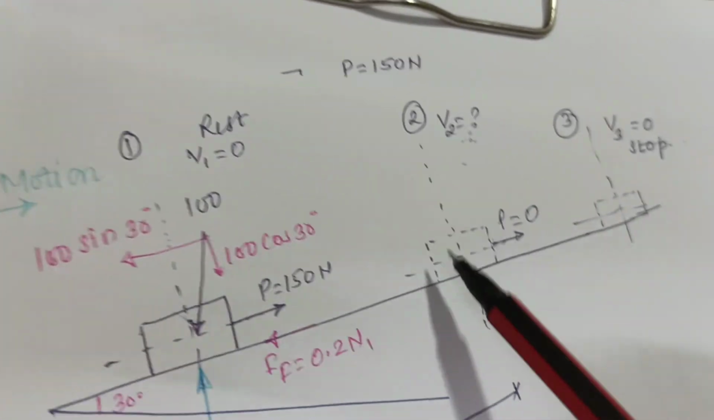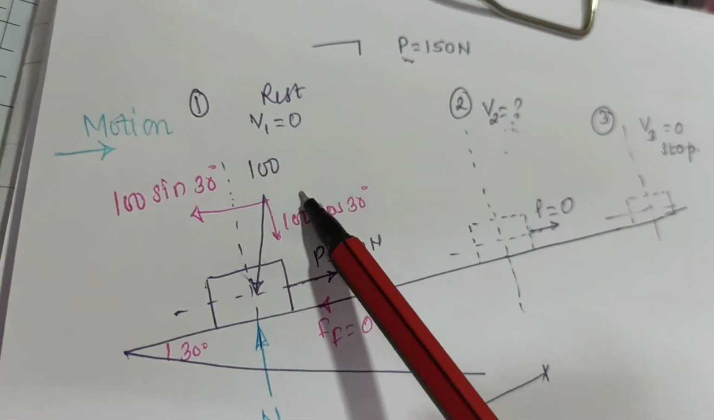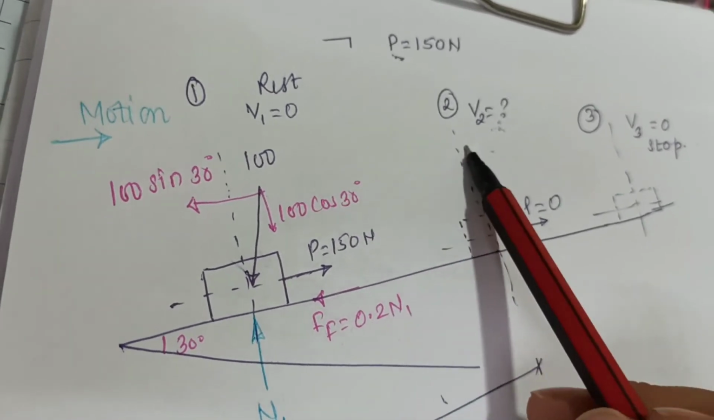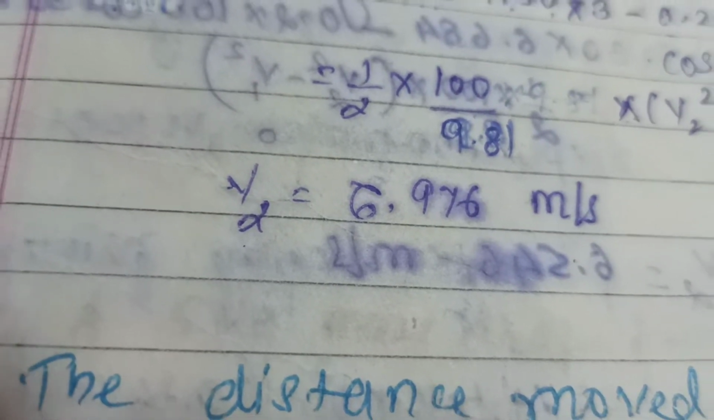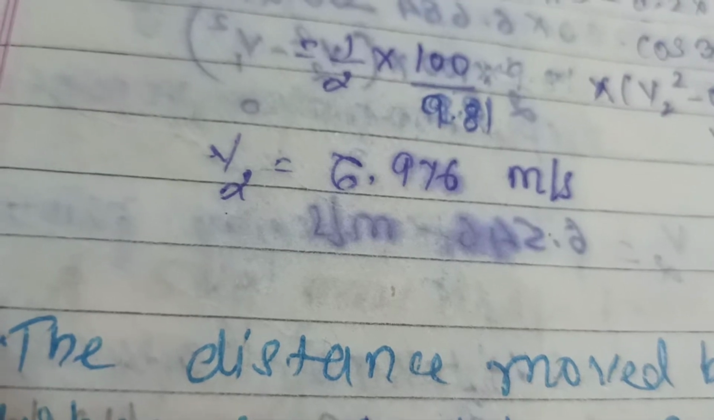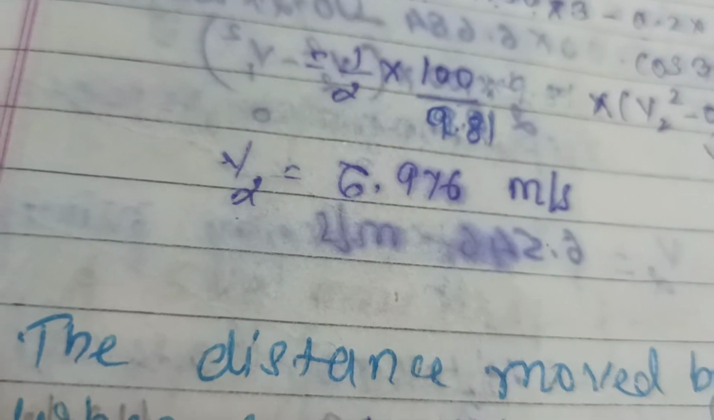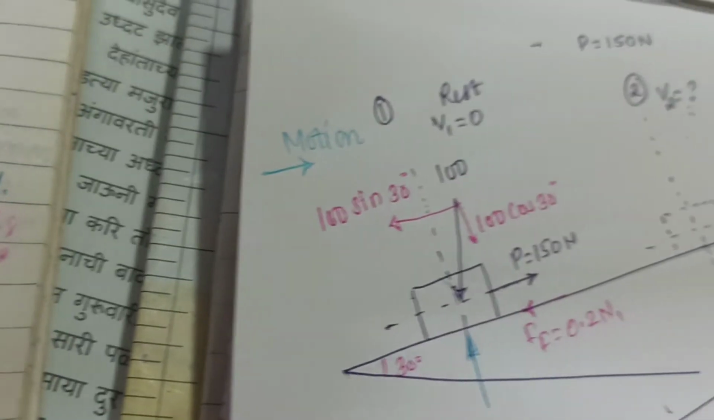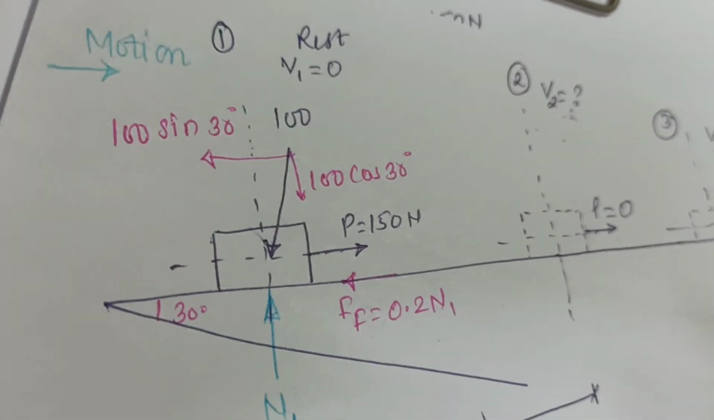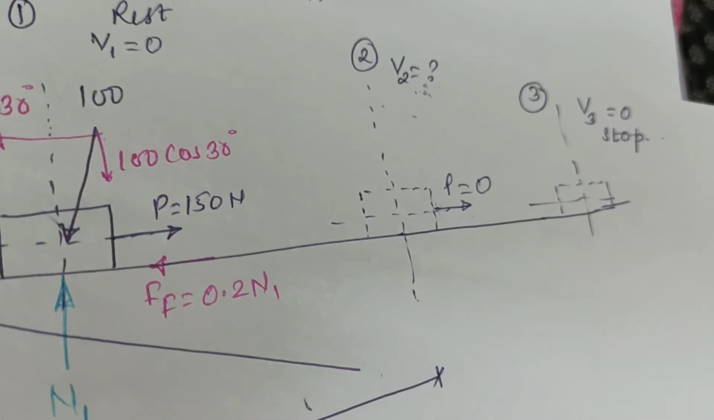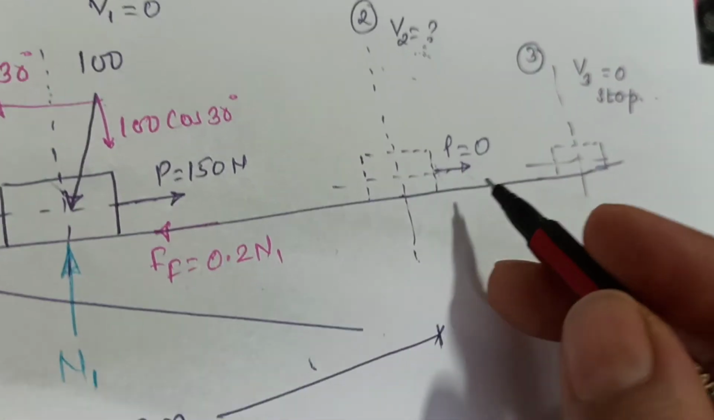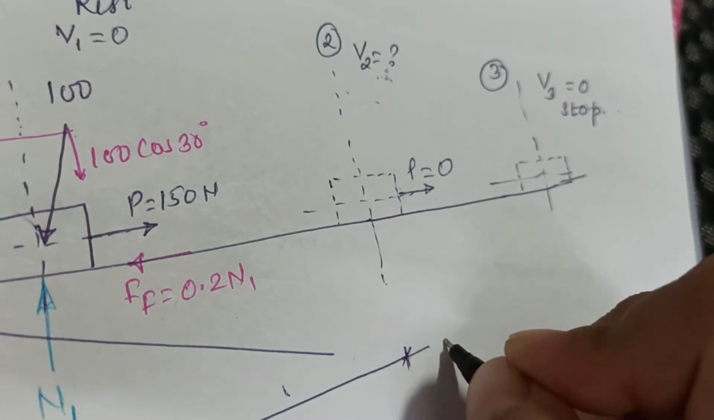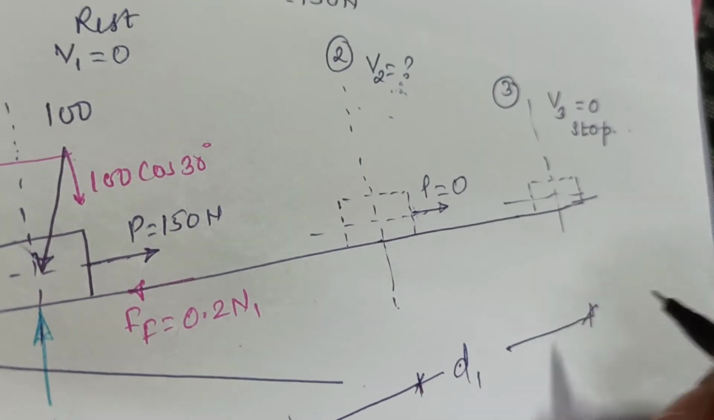So what we have solved is, the block was here, so in a distance of 3 meters the block moves with a velocity of v2, where we get v2 is equal to 6.976 meter per second. So this is only the first part of the distance moved by the block after it has moved 3 meters. Now we will find out how much is the distance the block moves after the force P is removed. So after this point, from point 2 to 3, let us say that the block moves a distance of d1 up to position number 3.